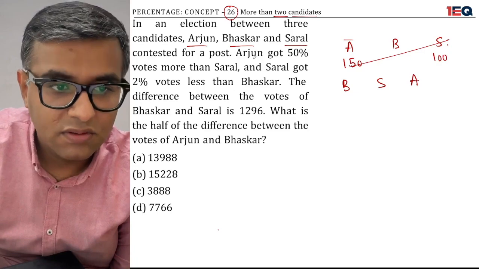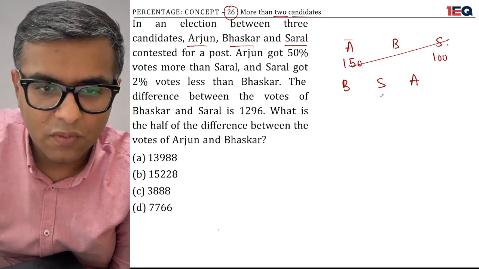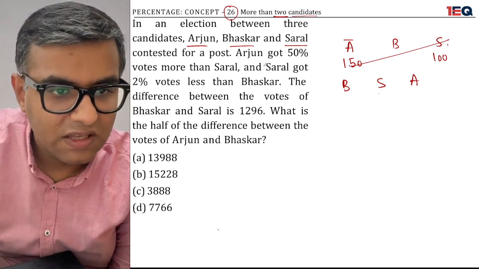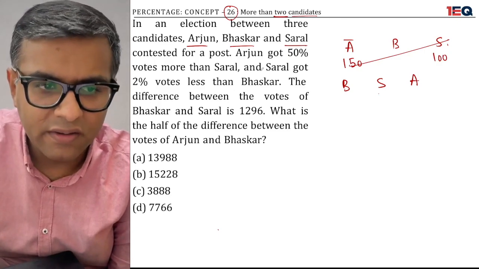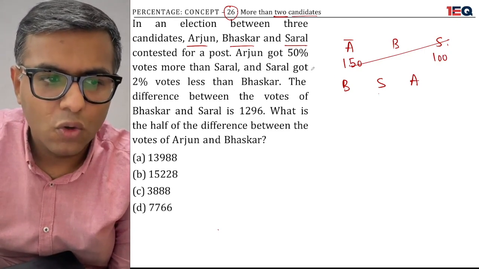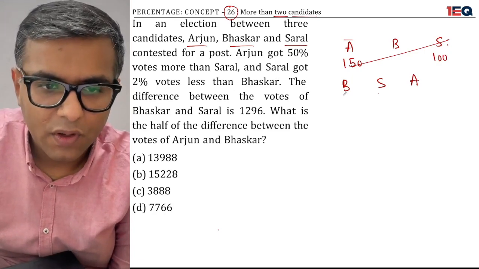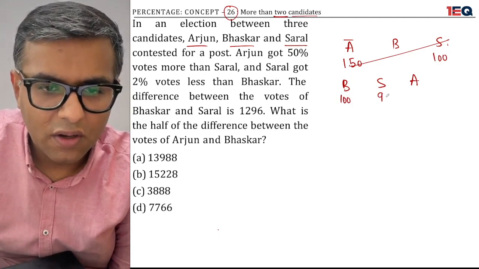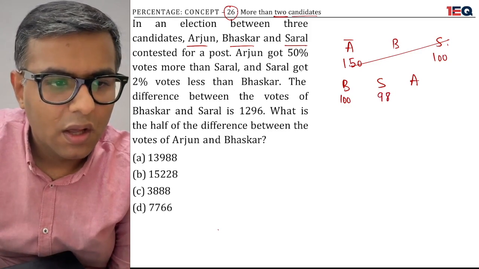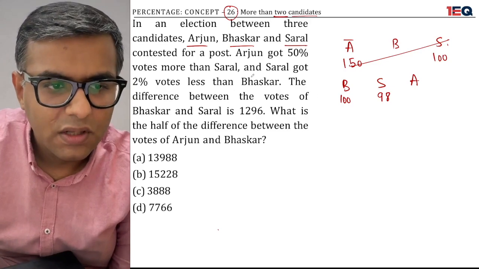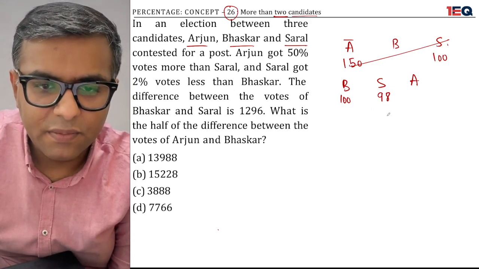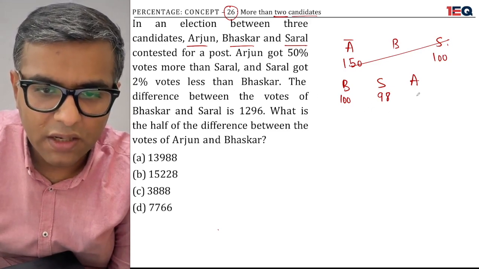See, Arjun is getting 50% more votes than Saral. So let's first work on the 2%. It's more difficult, but we should work on the harder thing first. Saral got 2% votes less than Bhaskar. Okay, Bhaskar is 100, Saral got 98 votes. And Arjun got 50% more votes than Saral. Saral is getting 98. 50% of 98 is equal to 49.